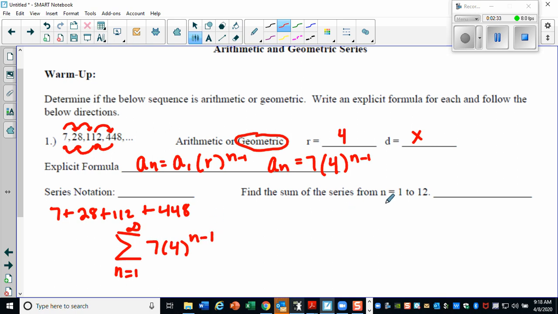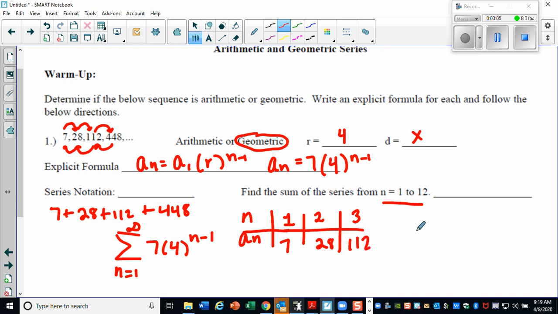All right, now let's find the sum of the series from n equals 1 to 12. You could actually do this by hand, or you could use your graphing calculator. Sometimes I make a table for this, with n and a sub n, if this is helpful to you. So n equals 1 tells you that's the first number in the series, that's 7. 2, that's the second number in the series, that's 28. 3, that's in the third position, and that is going to be 112. You could keep going all the way up to 12 and then add your numbers.